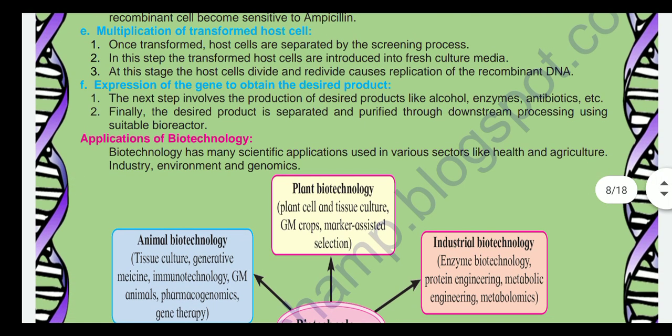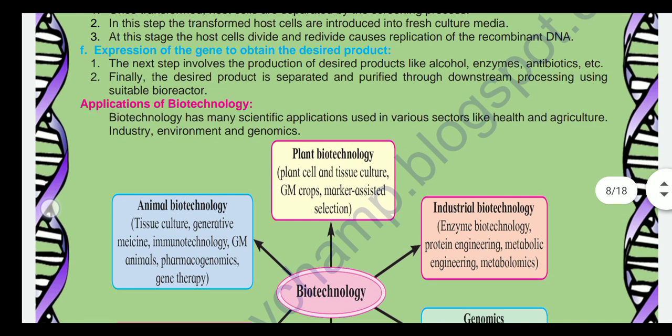Multiplication of transformed host cells. Once transformed, host cells are separated by the screening process because of the presence of the marker gene on them. In this step, the transformed host cells are introduced into fresh culture media so that the bacteria are now taken. At this stage, the host cells redivide, causing replication of the recombinant DNA. So the bacteria on agar duplicate, we can say.